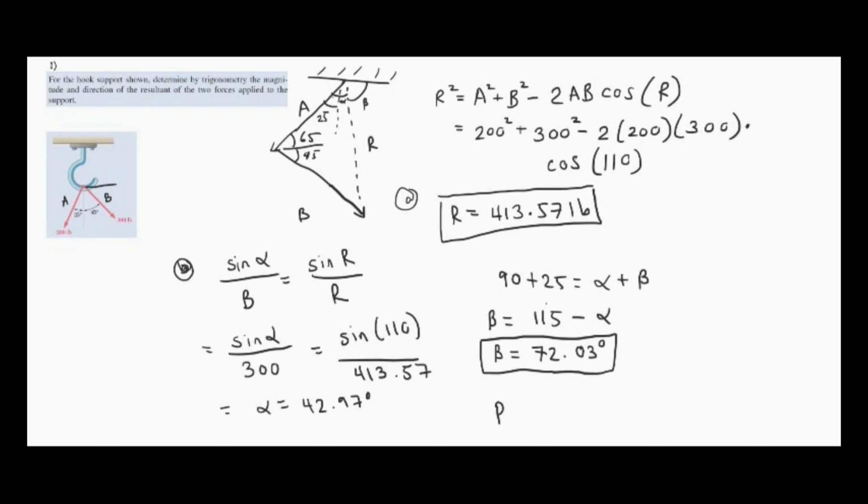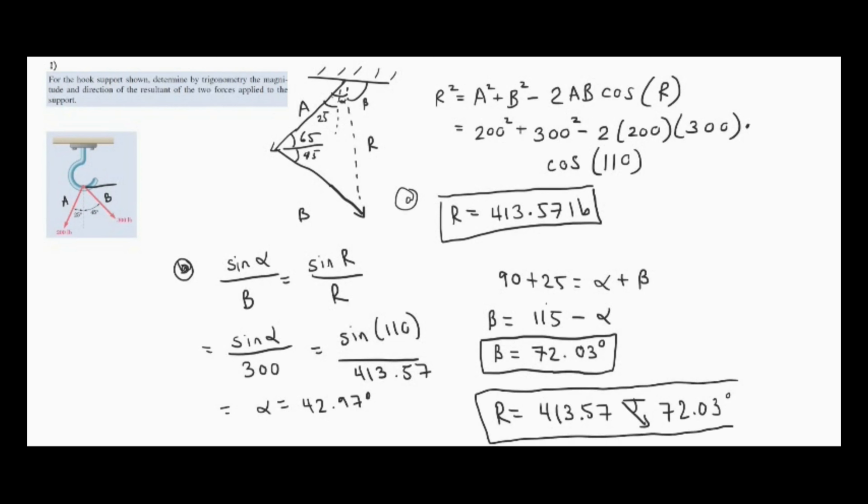So now we could just rewrite this. It'll give you R is equal to 413.57 and the angle 72.03. So here's your solution for the magnitude and direction of the resultant force.